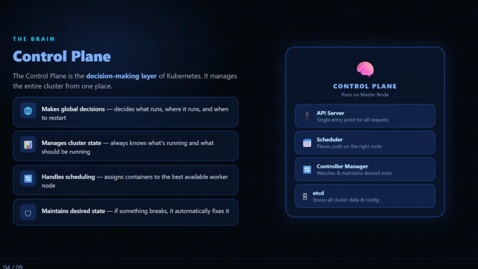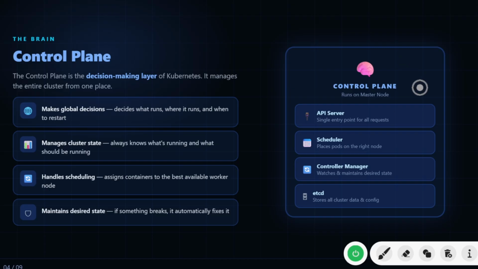Now let us see an overview of the control plane. As I said, the control plane is like a master node, the decision making layer within Kubernetes, we can say. It manages the entire cluster from one place. What it manages includes, first, making global decisions. That means it decides what to run, where to run, and when to run or restart the containers. Another thing is that it manages the cluster state also. So it always knows what is running and what should be running. The desired state and actual state are also maintained by it.